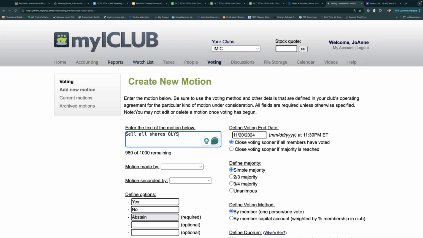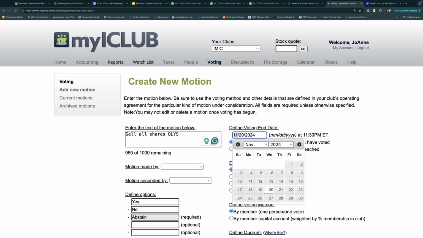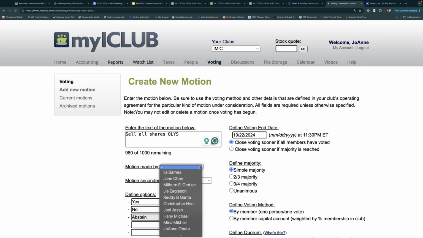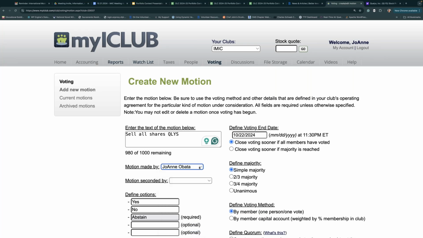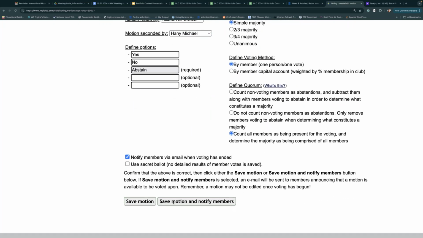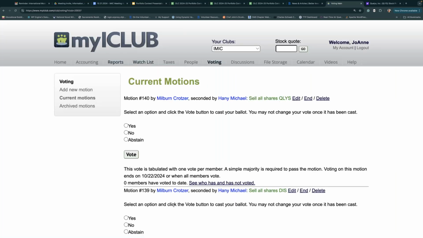For me, it's an opportunity cost because I don't have that much cash. But we have a lot of cash in the club. We could also use that cash for other things. I think it's really frustrating to watch a stock that's not doing well consistently. Who seconded it? Henny did. Thank you. That stock hasn't done well since we've had it. I guess it did well for a second, but then it came right down.